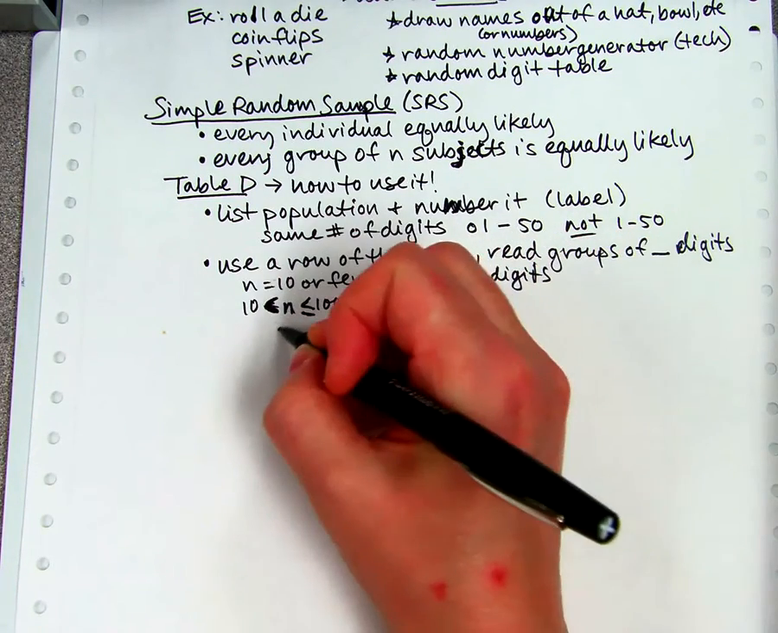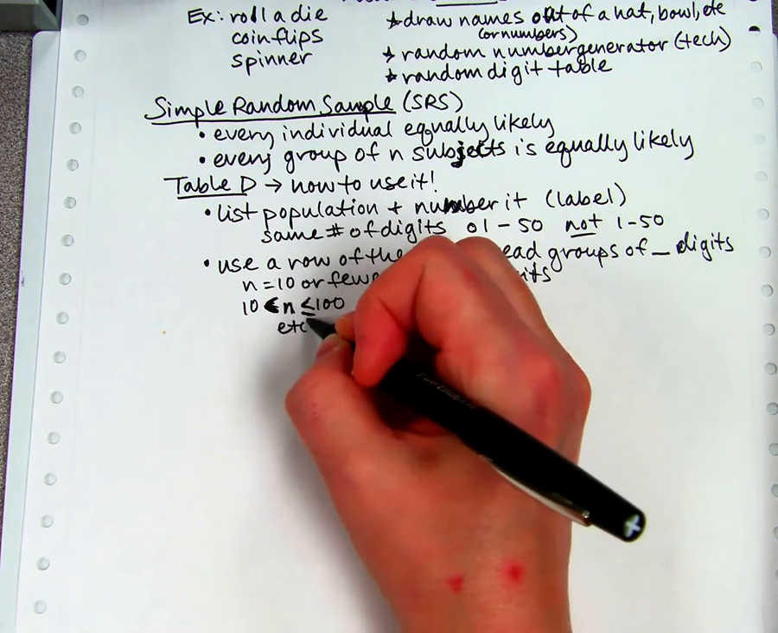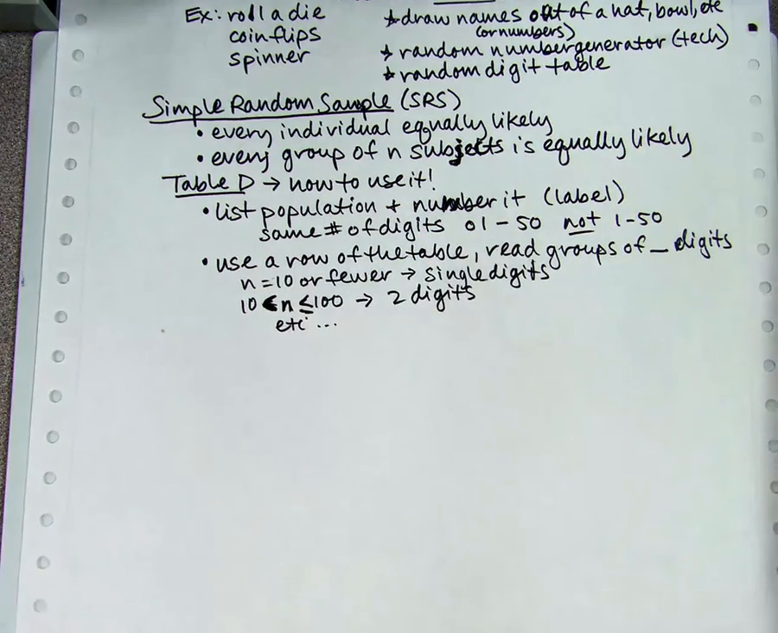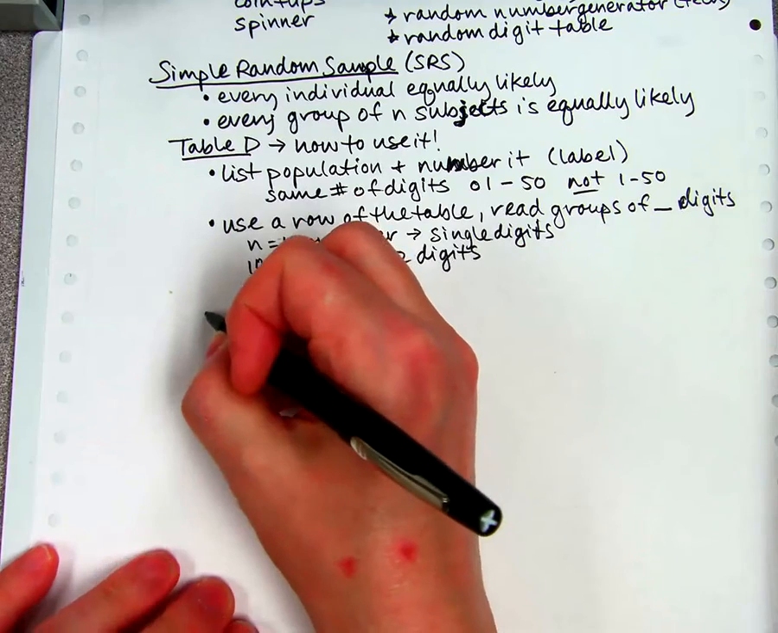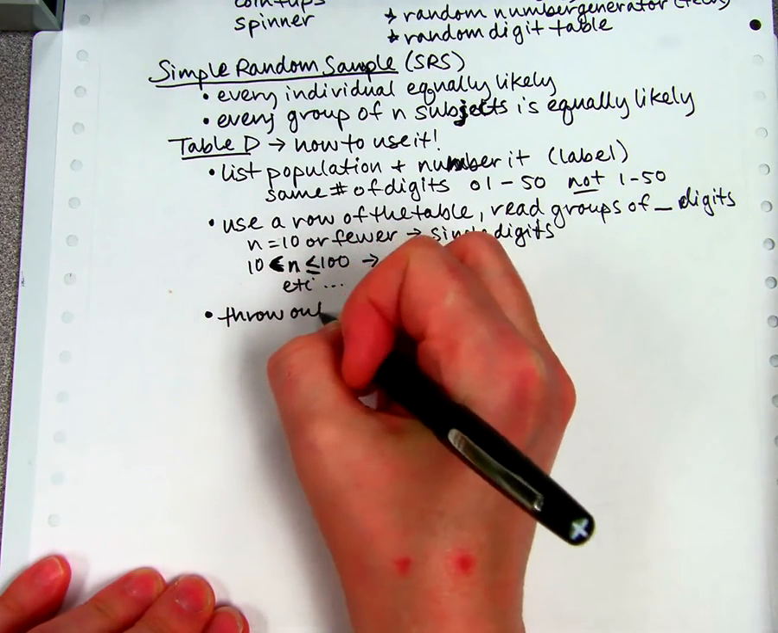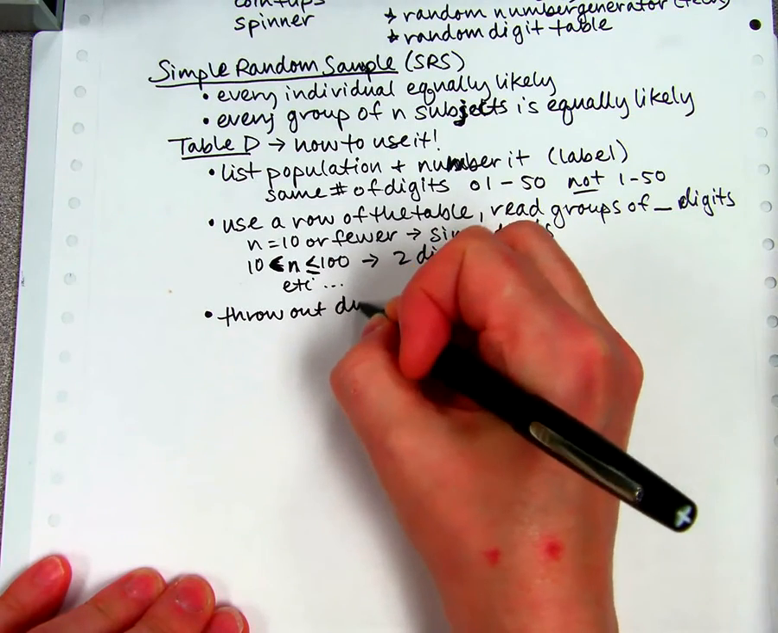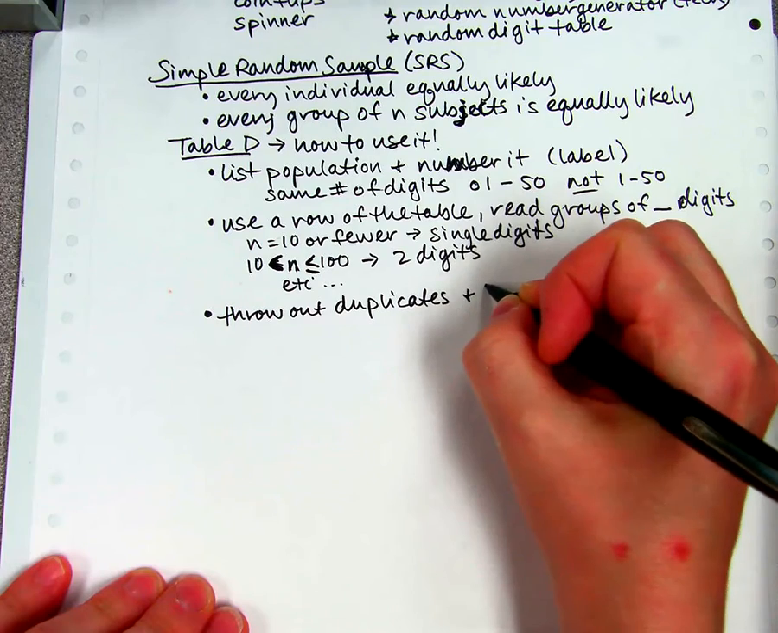And so on. If you're between 100 and 999 or 1,000, you would use 3 digits, and so forth. So you decide how many digits you need based on how big your population is. If you happen to get a duplicate, you have to throw it out. And you also throw out extra numbers.